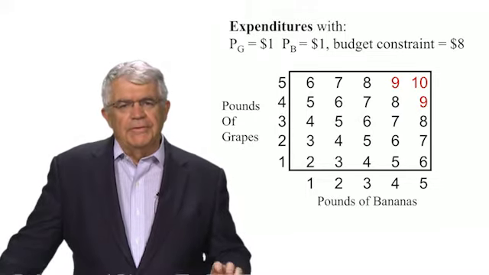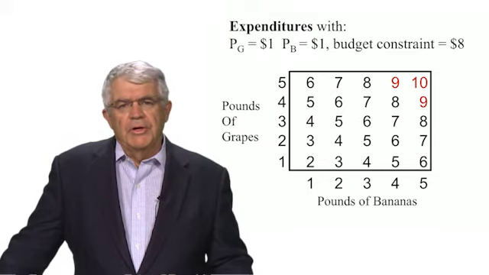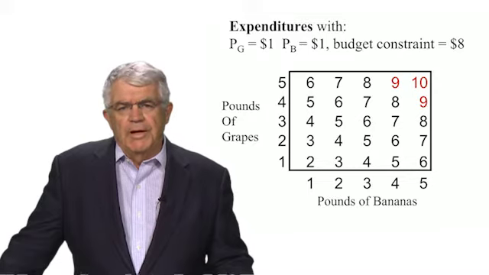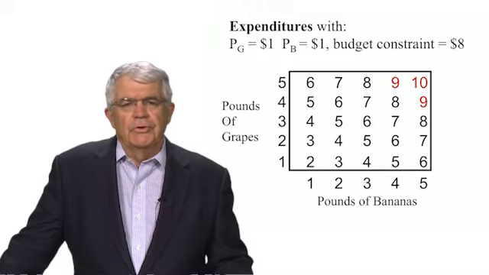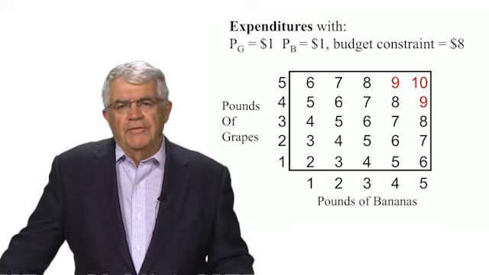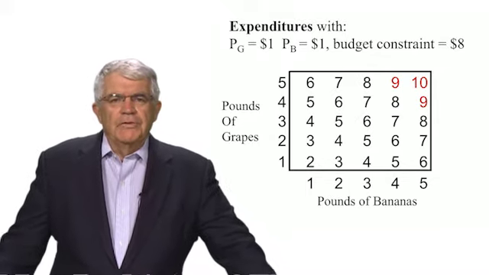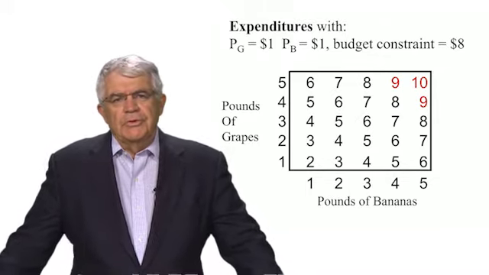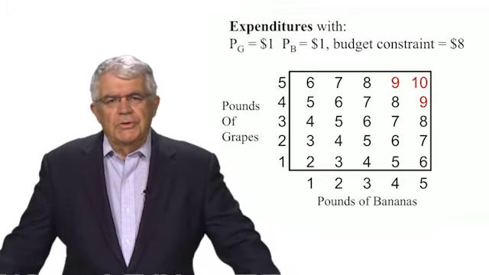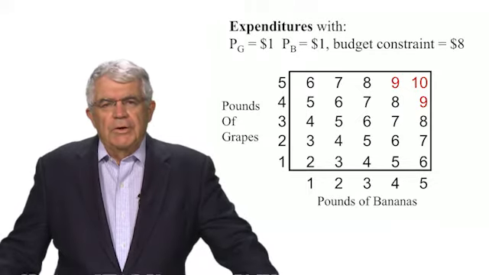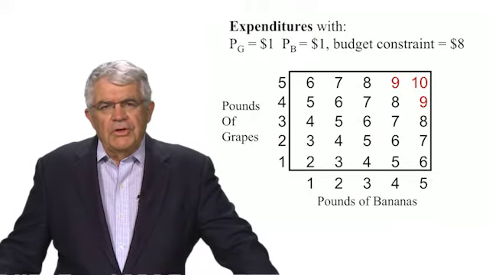And now in the same kind of framework, we can describe how much it costs to buy various pounds of grapes and bananas. So for example, 1 pound of banana and 1 pound of grapes costs $2. That's in the lower right-hand column of the table. If you get 5 pounds of bananas and 5 pounds of grapes, that's in the upper right-hand part of the column. That would cost $10. All the other points in between are simply the price of grapes times the number of pounds of grapes purchased, plus the price of bananas times the number of pounds of bananas purchased, and that gives you the various entries in the table.